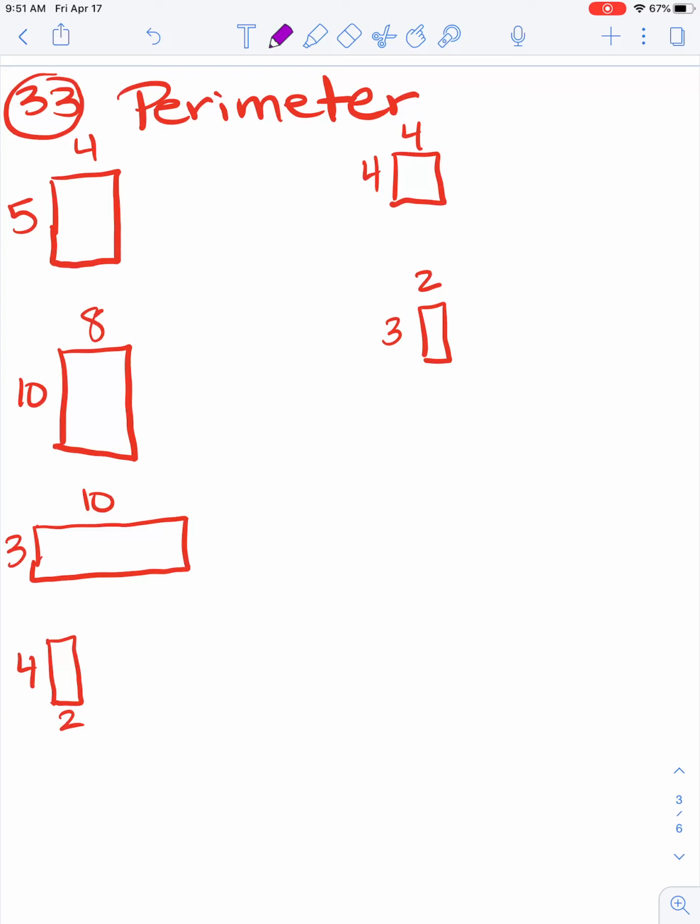Let's sing that one more time. Around and around the shape we go, shape we go, shape we go. Around and around the shape we go, perimeter. Add up all the sides you know, sides you know, sides you know. Add up all the sides you know, perimeter.